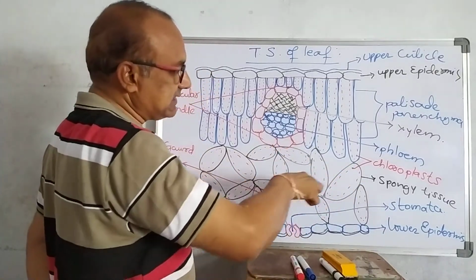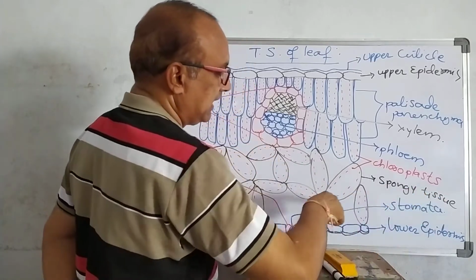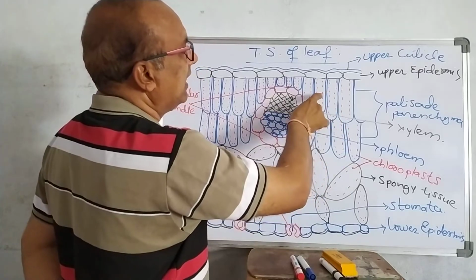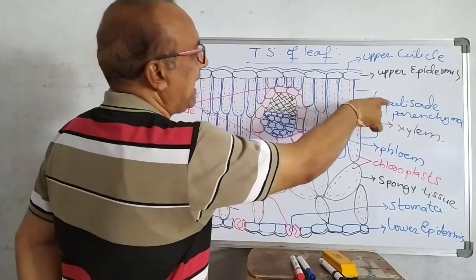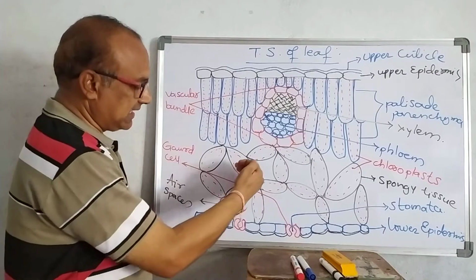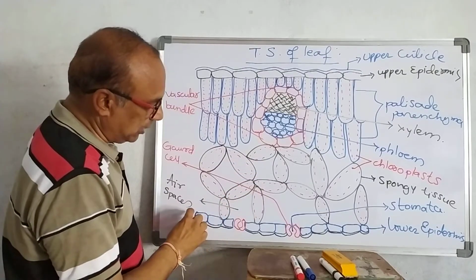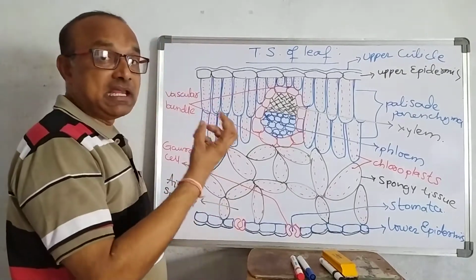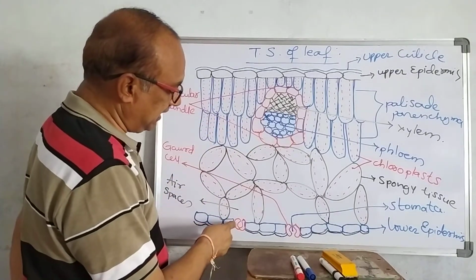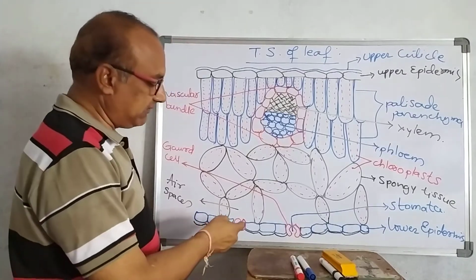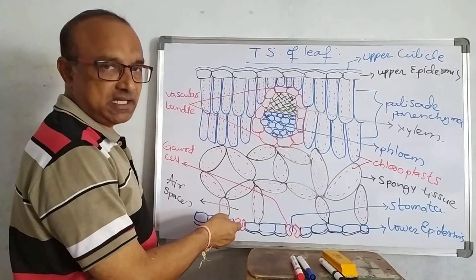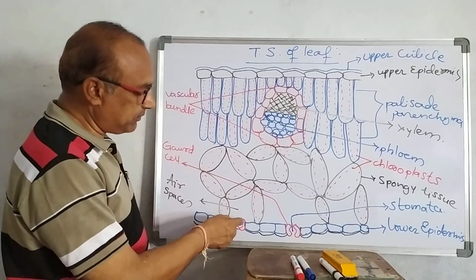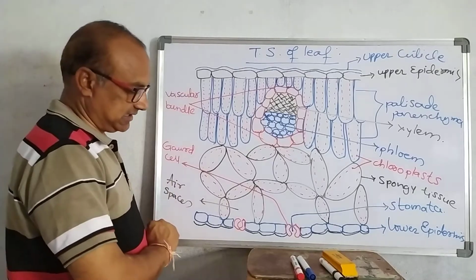And just beneath that, the irregularly spindle-shaped cells with large air spaces are arranged. The total cells are called spongy tissue. They contain very few chloroplasts when compared to the chloroplasts present in the palisade parenchyma. Then on the lower surface of the leaf, there is a layer of cells with some gaps. The gaps are filled with two kidney-shaped cells with a middle aperture or hole. That hole is called stomata, and the kidney-shaped cells are called guard cells.